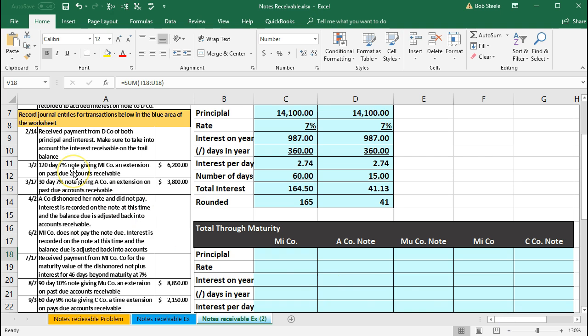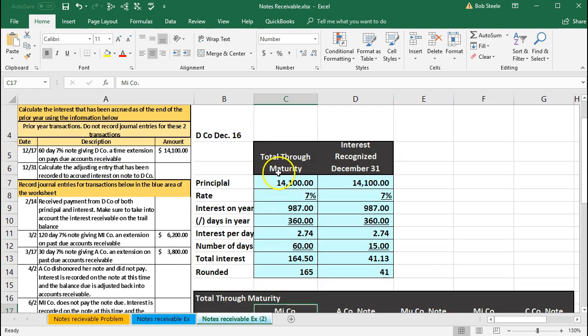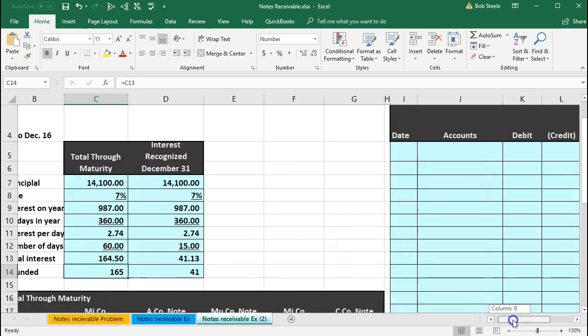So now we're in the current year. We're going to record this stuff out. On 2/14, receive payment from D company of both principal and interest. Make sure to take into account the interest receivable on the trial balance. Okay, so now we're going to say that they paid us. So here they paid us the 14,100 plus the full 165. So let's see what the journal entry would look like then.